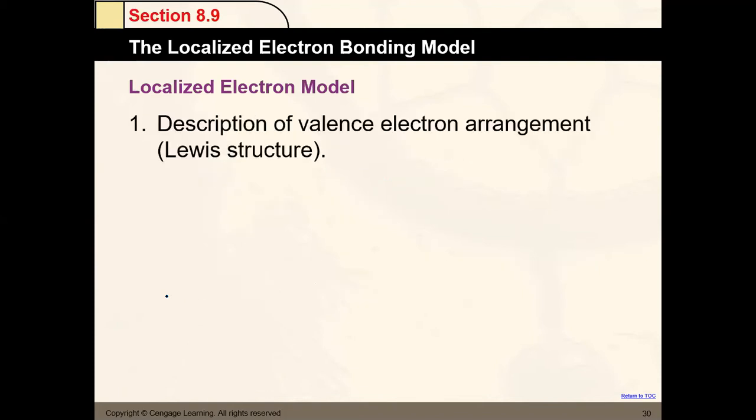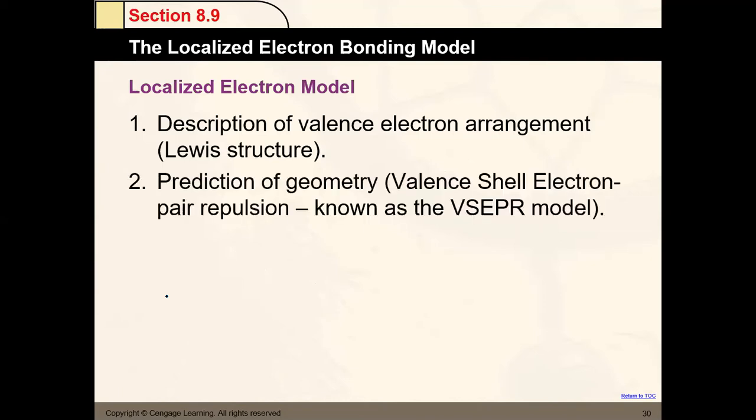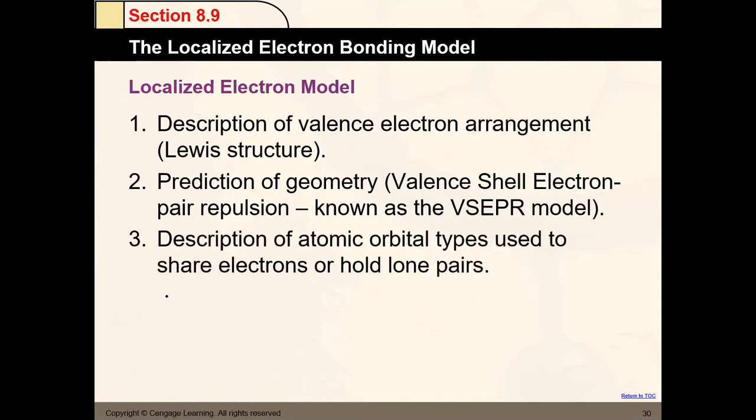Description of the valence electron arrangement, the Lewis structure, that's what we're going to do right now: how to represent an atom based on the valence electrons. We'll predict the geometry using the valence shell electron pair repulsion, also known as the VSEPR model, and the description of the atomic orbital type used to share electrons or hold lone pairs. So we will see how a molecule can be drawn or represented.